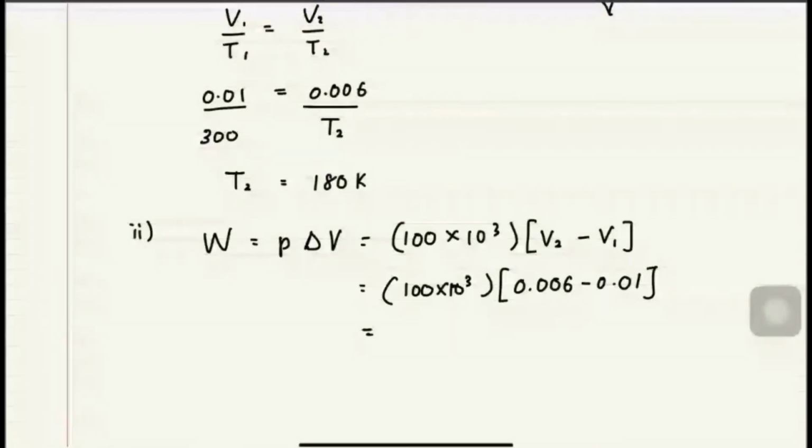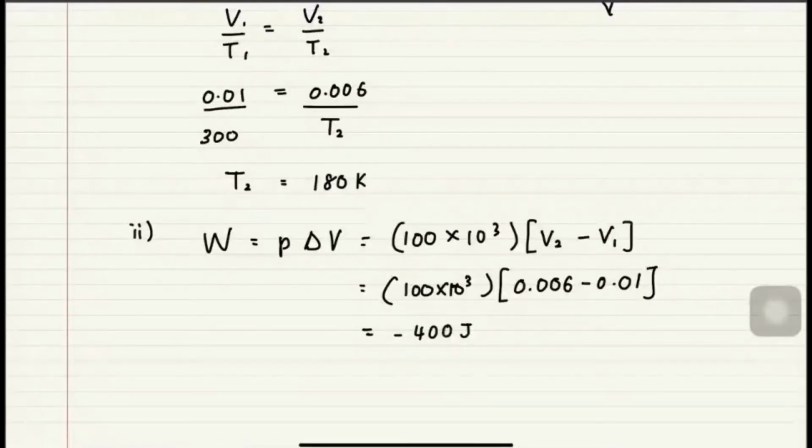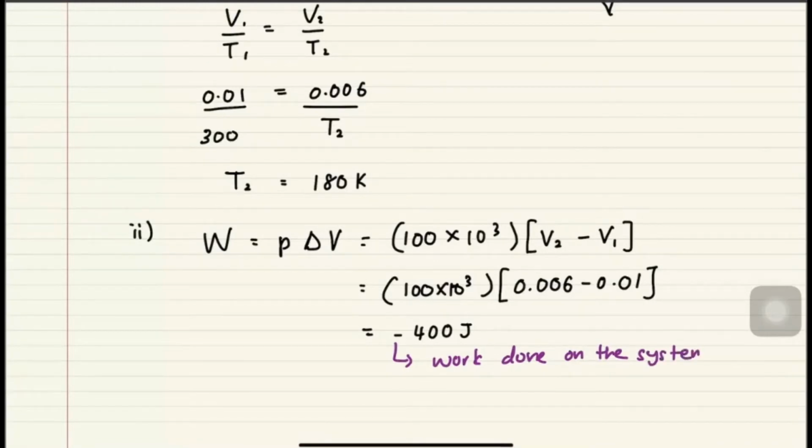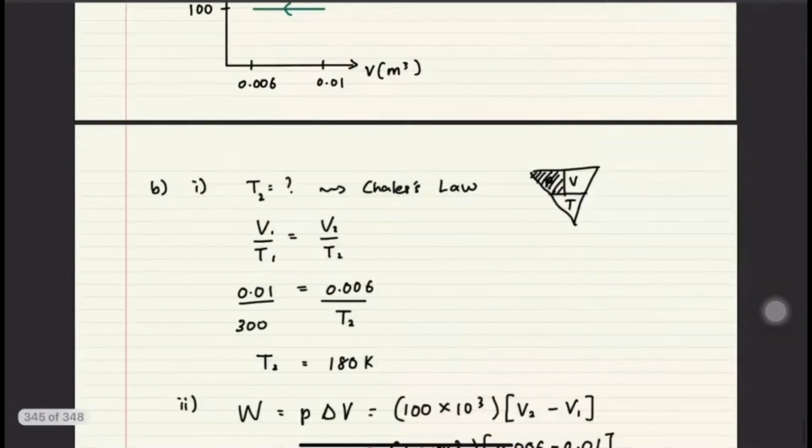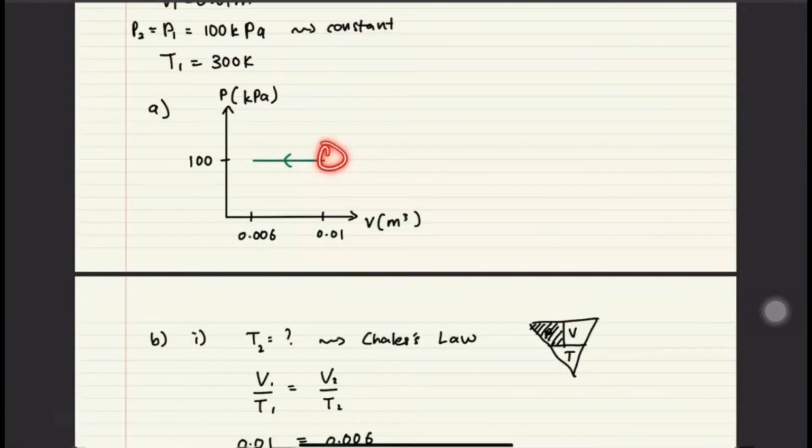How much you get here? Negative 400 joule. 400. Okay, very good. Negative 400 joule. The negative here indicates work done on the system ke by the system? On the system. Work done on the system. So kalau work done on the system, basically the system is being compressed. Which is make sense lah sebab dia punya volume tu mengecil. Volume dia daripada besar dekat sini becomes lesser.